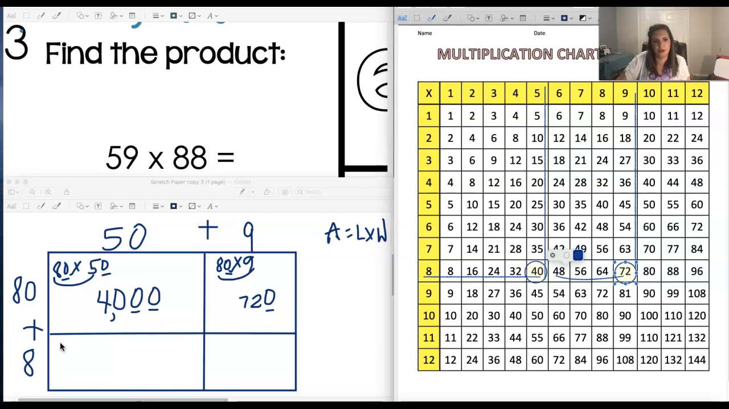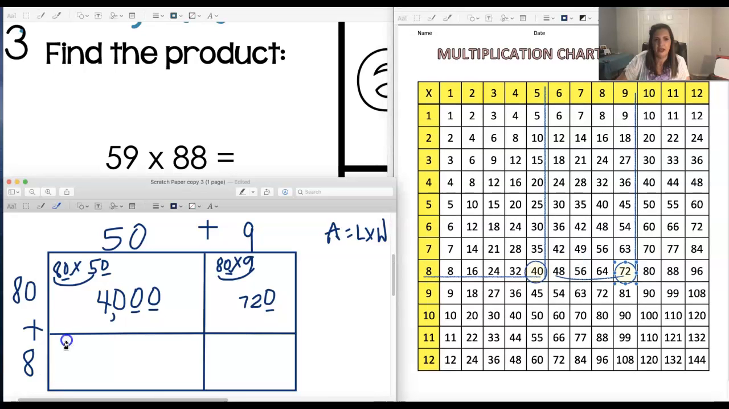Then go to this smaller rectangle down here. I'm going to do the length, this line right here, 8, times the width of this line right here, which equals 50. 8 times 50, I see a 0 because it's a multiple of 10. And I can simply say 8 times 5. If you go to your 8 and 5, we've already done that. 40. However, this box is 8 times 50.